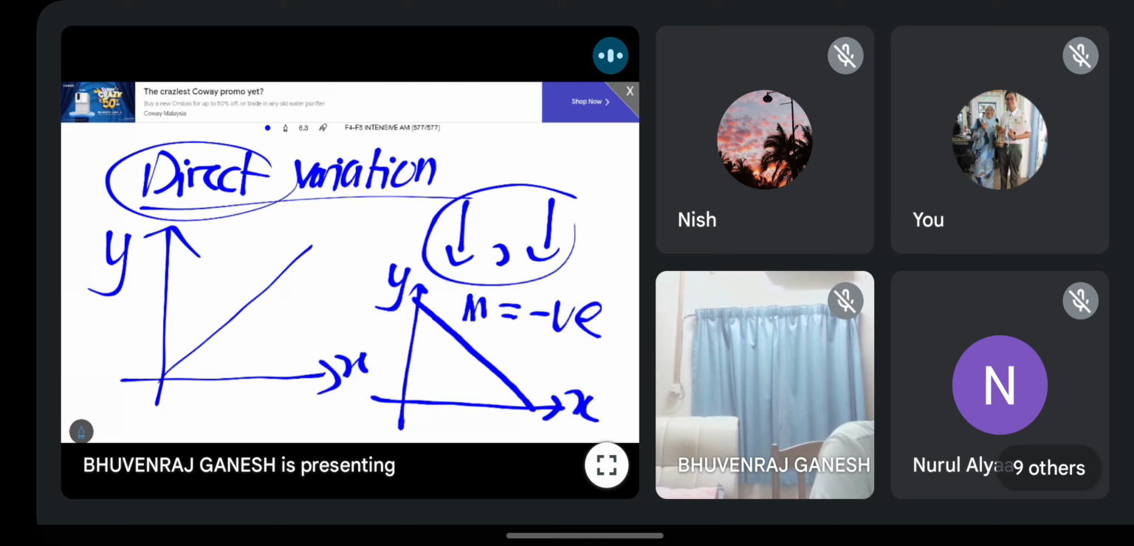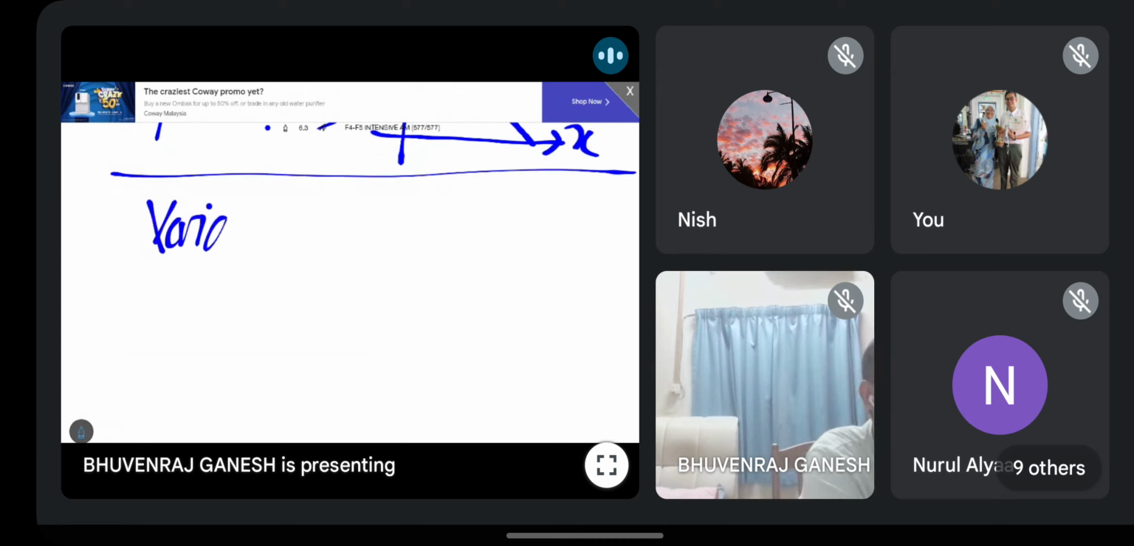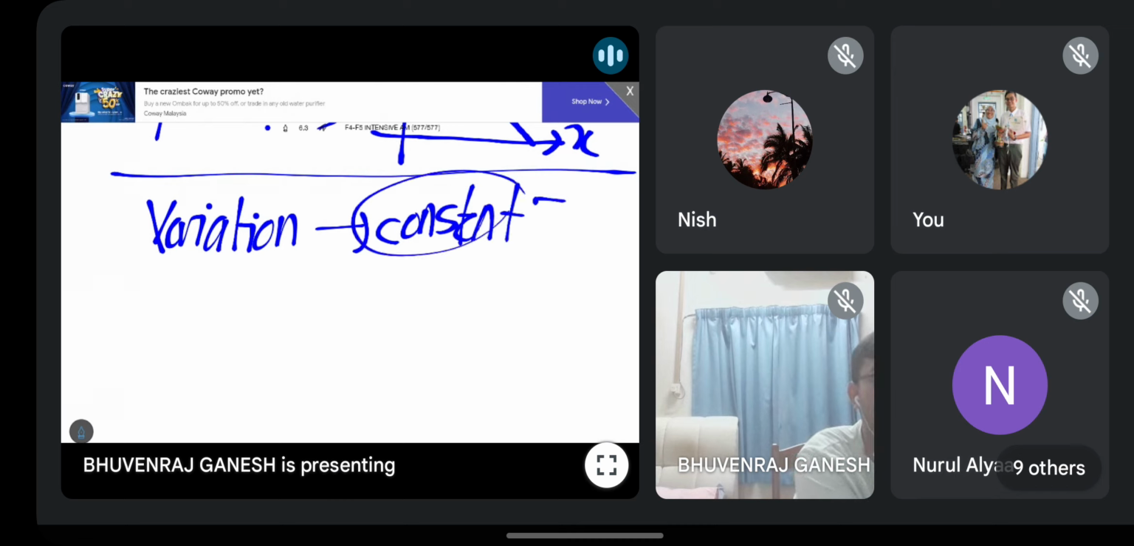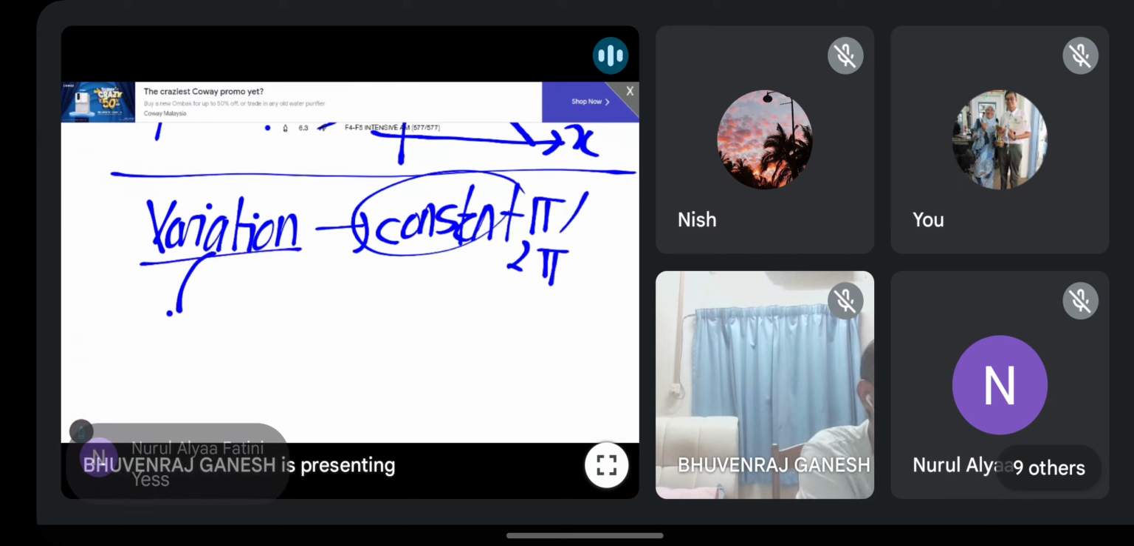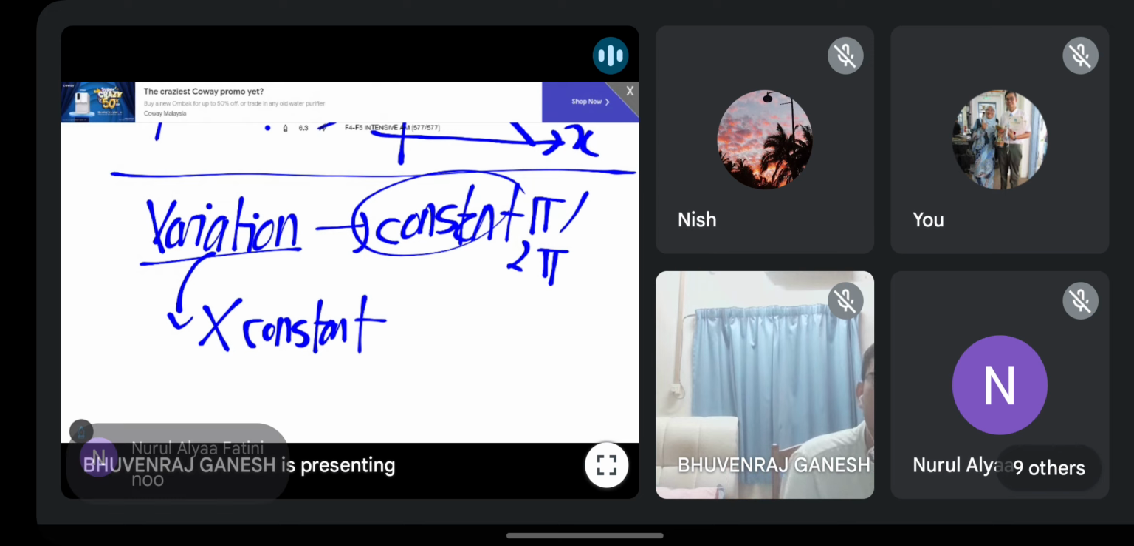Alright, so now next one. Okay guys, just now I told you all that every variation, setiap ubahan, dia akan ada pemala. Betul? Each variation should have a constant, correct? Contoh pi, 2 pi, or anything else lah. So guys, is it possible to have variation with no constant? Adakah possible untuk ada satu ubahan tanpa sebarang pemala? Can? Yes, your answer correct. No. Every variation should have a constant.